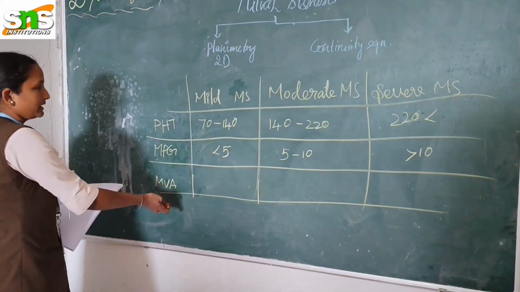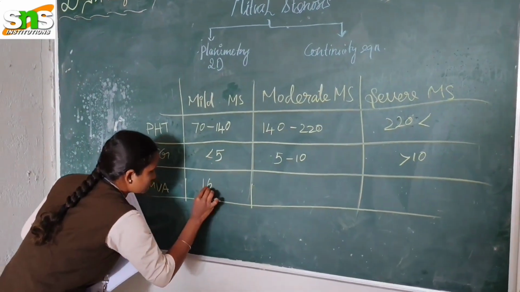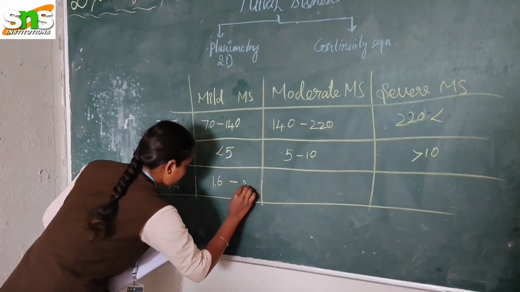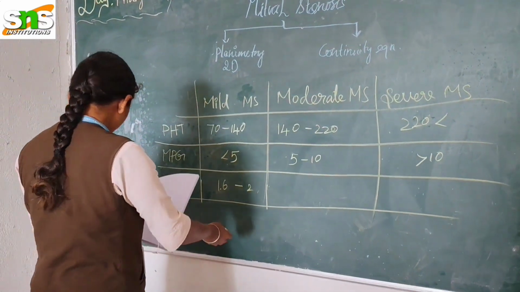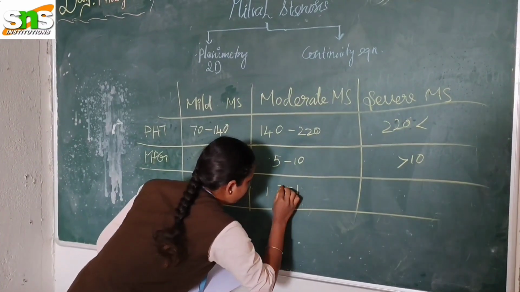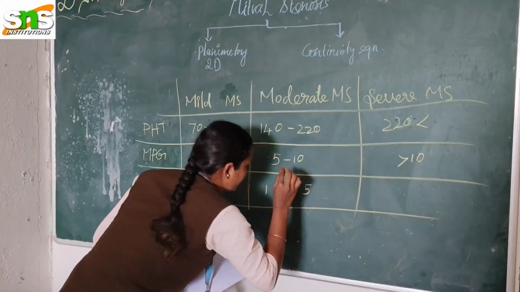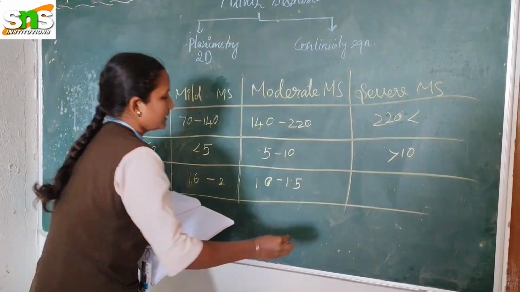The mitral valve area in mild mitral stenosis will be 1.6 to 2. In moderate mitral stenosis, the mitral valve area will be about 1.0 to 1.5. In severe mitral stenosis, the mitral valve area will be less than 1.